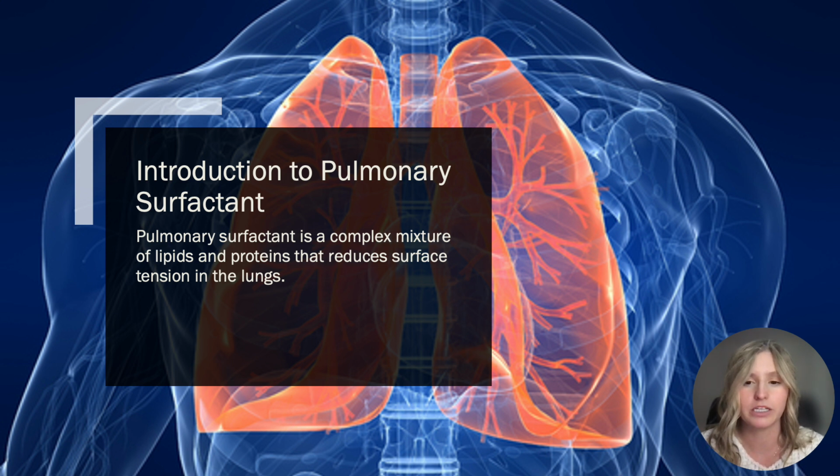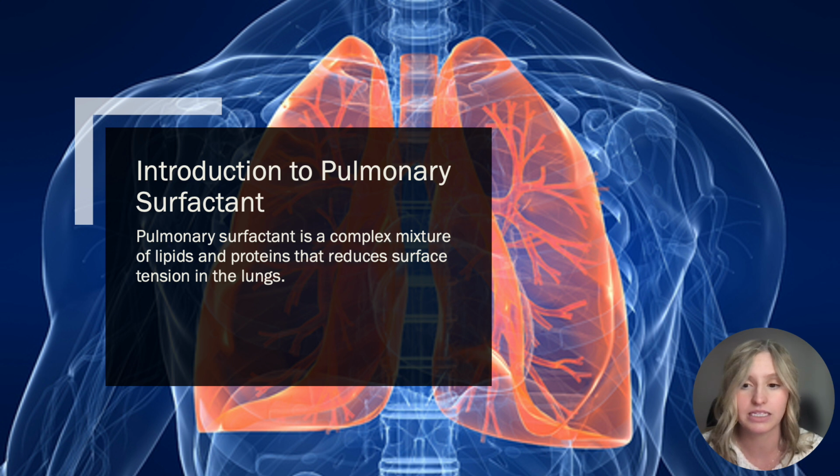So, what is pulmonary surfactant? Pulmonary surfactant is a complex mixture of lipids and protein that reduces surface tension in the lungs. It is essential for normal lung function and plays a critical role in maintaining the integrity of the alveoli, preventing the lung collapse during exhalation. So, surfactant synthesis begins in newborns, and it continues to be produced throughout life to support breathing efficiency.